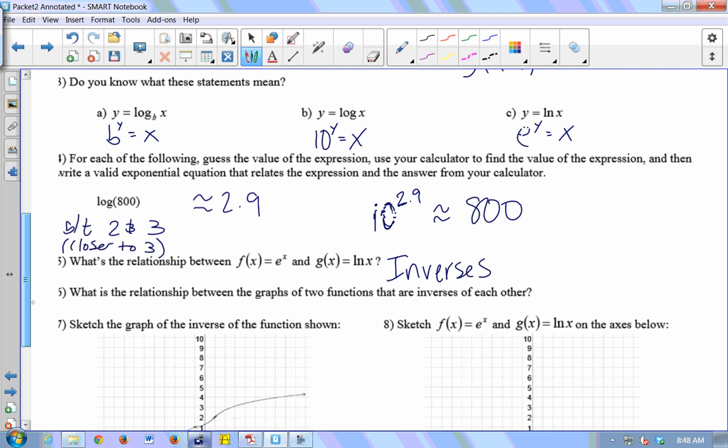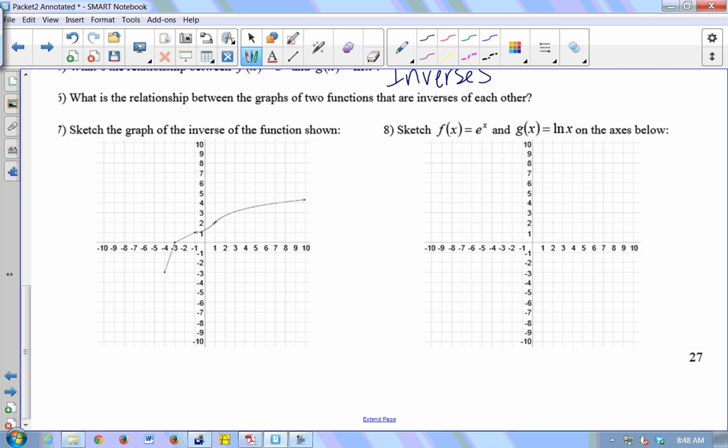Okay. And what's the relationship between the graphs of two functions that are inverses of each other? Yeah, they reflect about the line y equals x. So if I draw that line in, then I can reflect over this line, and you can either eyeball it, or you can change points. So you swap the x and the y coordinates, because that's what inverse functions do. X's become y's and y's become x's.